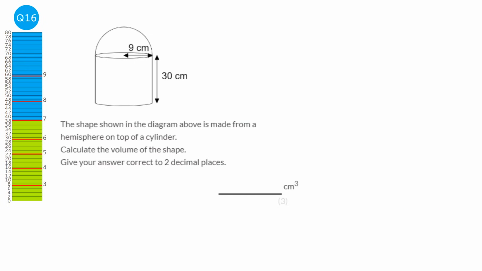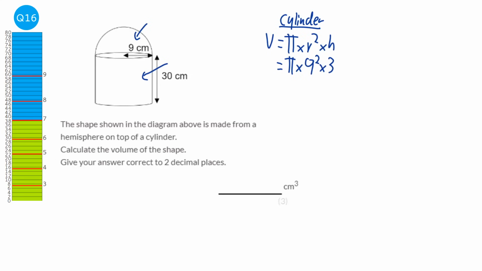There are two shapes we need to find the volume of. There's this cylinder here and this hemisphere here. So we might as well start with this cylinder. The formula for the volume is pi times r squared times height. So the radius is 9, so 9 squared times the height, which is 30. And when we work that out, we get 7,634.070. Next is the hemisphere.